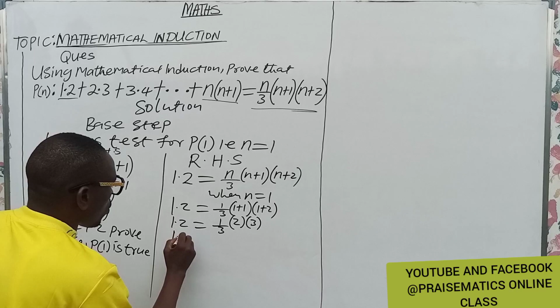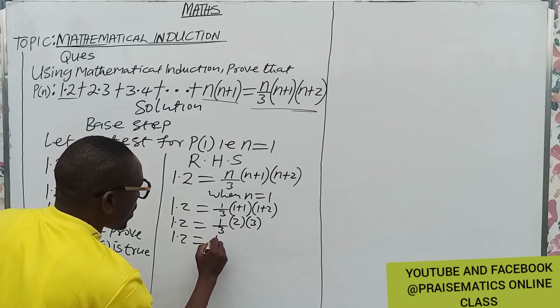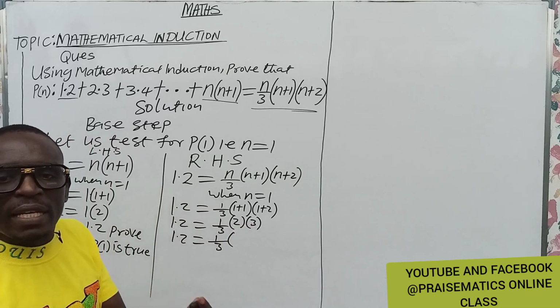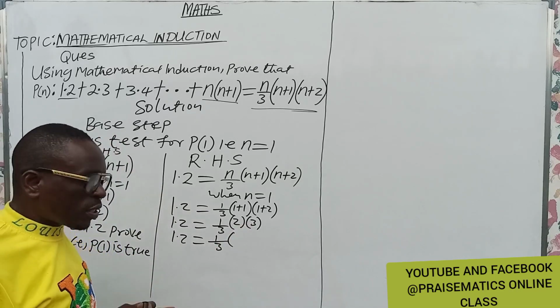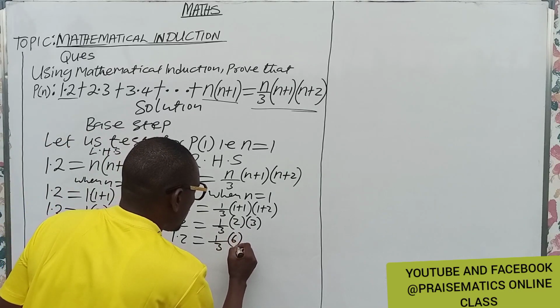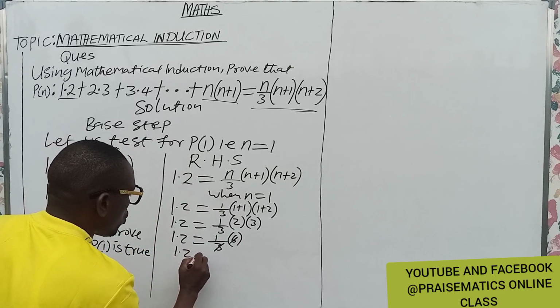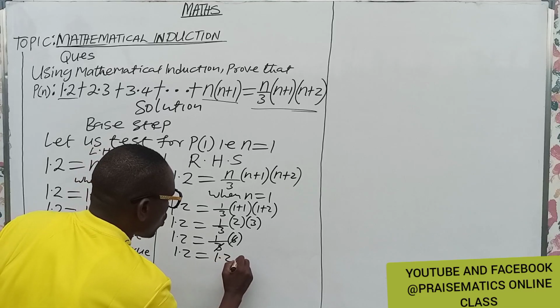Now what do we have? 1.2 is equal to 1 over 3 into 2 times 3. 2 times 3 is what? 6. Now this 3 will cancel this, and we have it as 1.2 is equal to 1.2. Proof.